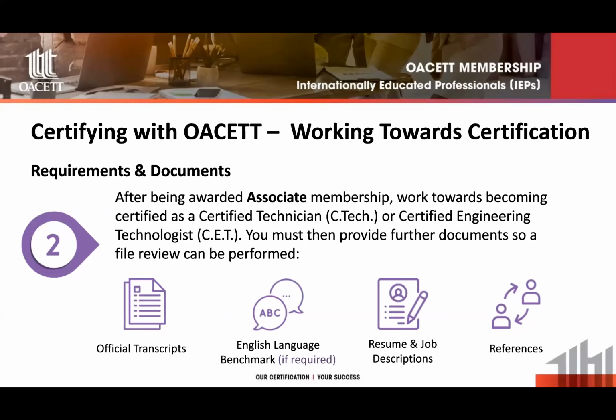Once you become an associate and you want to work towards becoming certified, as Julia had said, we have two certifications, and these are protected titles, by the way. You can only use them if you've been certified: certified technician, which is CTEC, or certified engineering technologist, which is the CET. When you're working towards getting certified, there are some further documentation requirements. Those are official transcripts. If those transcripts aren't in English, they do need to be notarized and translated into English for us. You may have to provide us with an English language benchmark. We do need a resume and some job descriptions, and very important, we need references to support those job descriptions.